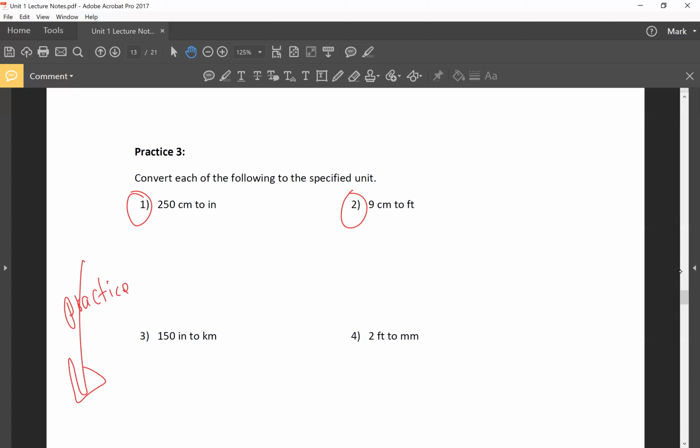Question number 1, easy. 250 centimeters, and I want to change it to inches. Well, I know from the chart above that 1 inch is equivalent to 2.54 centimeters. Easy conversion. This is a good warm up. So 1 inch over 2.54, you'll get your answer.